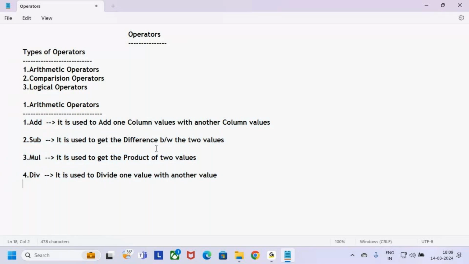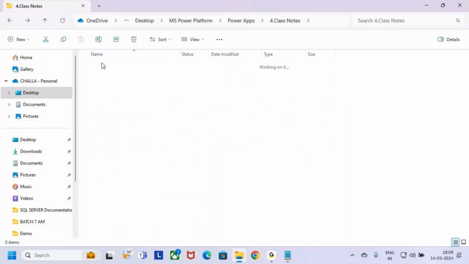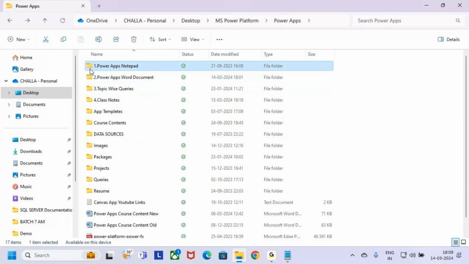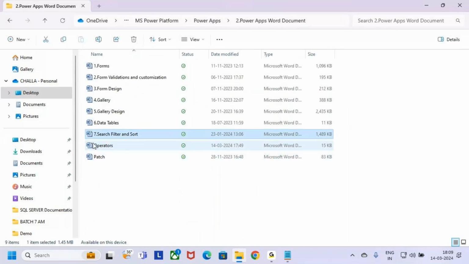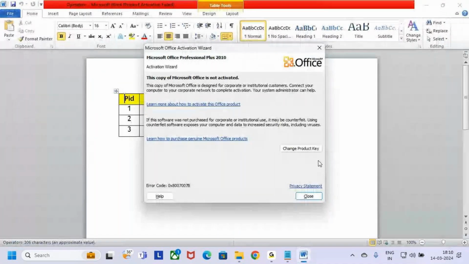So let me open one Word document now, and let me explain to you how to use these arithmetic operators. Let me show you how to use these arithmetic operators. What are the scenarios? Let me open this operators Word document, and now see.